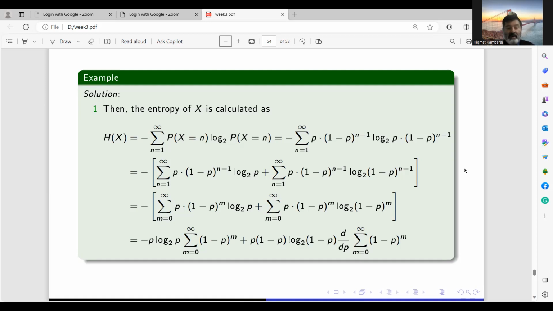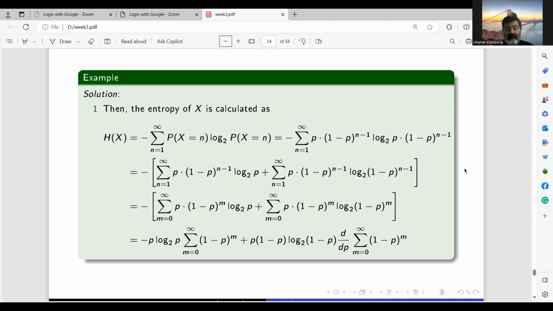Sum of n from 1 to infinite, p times 1 minus p to the power n minus 1, log with base 2 of p, plus the second sum, n from 1 to infinite, p times 1 minus p to the power n minus 1, log with base 2 of 1 minus p to the power n minus 1. Then we can further introduce m equal to n minus 1, then the sum becomes m from 0 to infinite, p times 1 minus p to the power m, log with base 2 of p. And the second sum becomes m from 0 to infinite, p times 1 minus p to the power m, log with base 2 of 1 minus p to the power m.